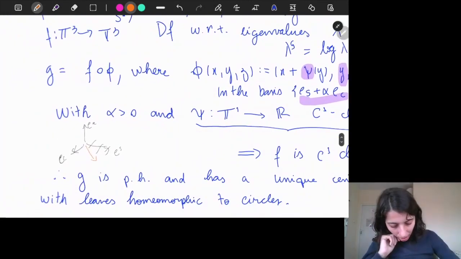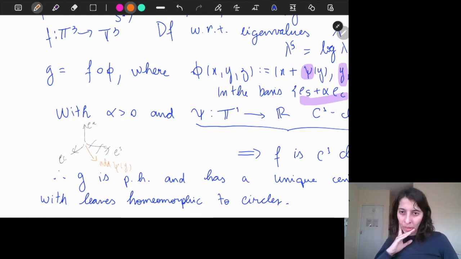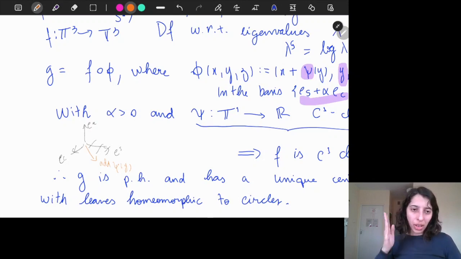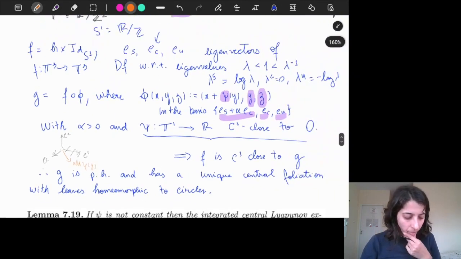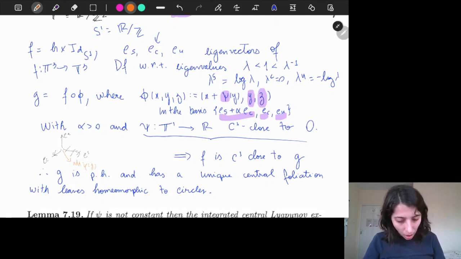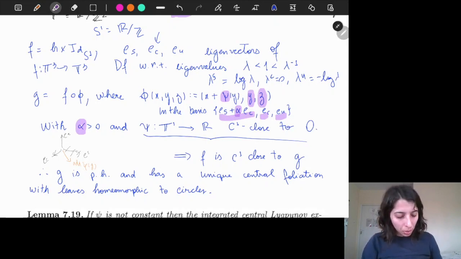So here we are adding something. This will make the things on the unstable direction remain the same, but the things on the center unstable direction would be a bit perturbed. And we take this alpha here to be a positive constant, and psi is a function from the torus to R that is C1 close to 0.